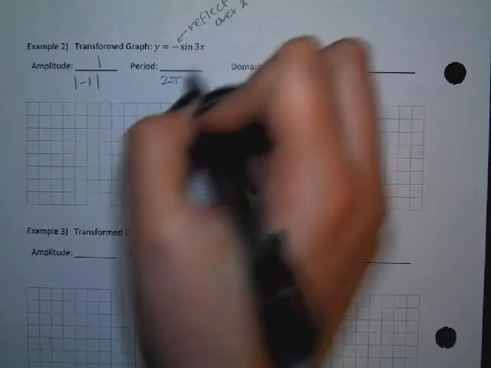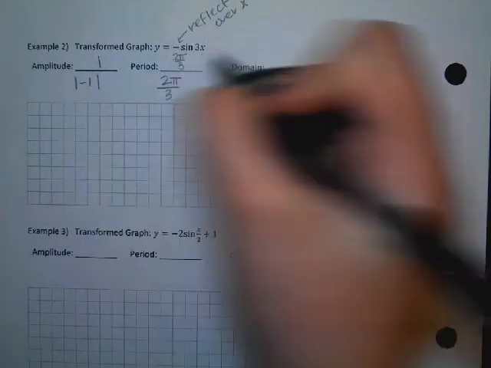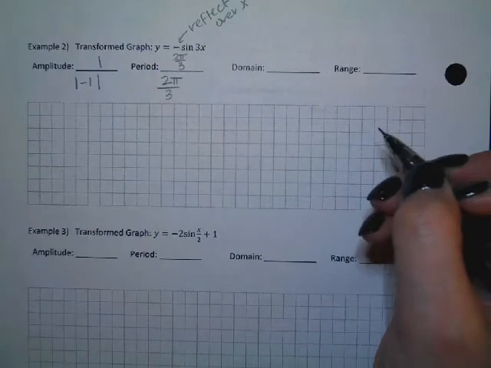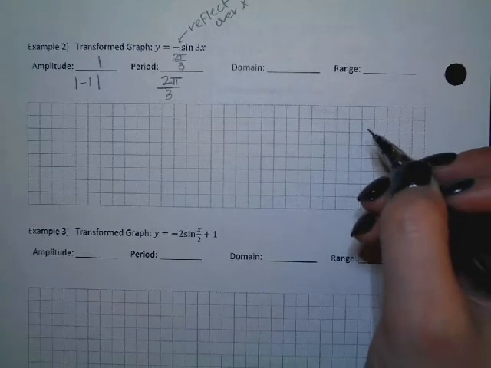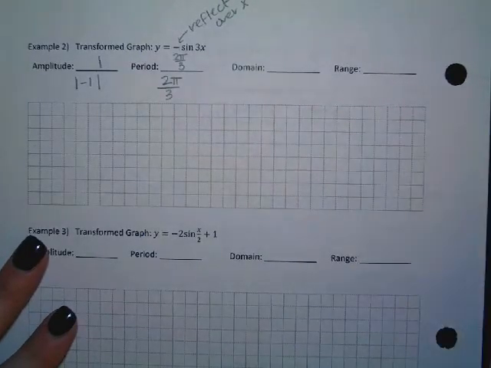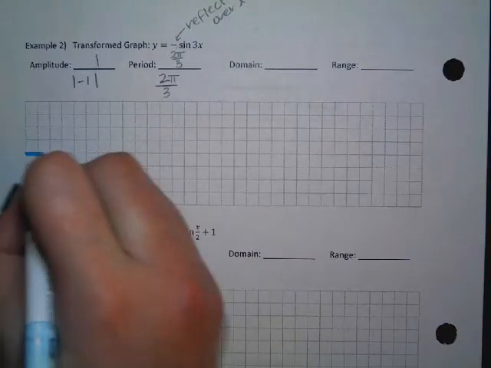Normal period is 2 pi. We're going to be dividing it by 3, and so the period of this graph is 2 pi thirds. And before you get freaked out about it being in terms of thirds, don't worry, because we're still going to work with the 4 boxes like we've done each time. Okay, so I'm going to go ahead and draw my axes.